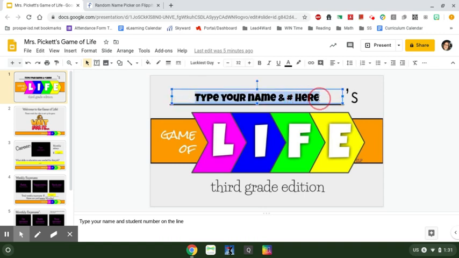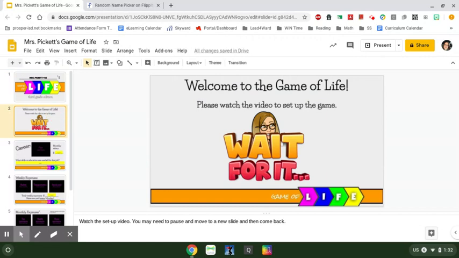Up here, you're going to type in your name and your student number. So I'm going to say that my student number is 25. I'm going to show you why in just a moment. On the next slide, you are going to find a video right here. I have a Bitmoji in there right now, but I'm actually going to post this video in there for you.